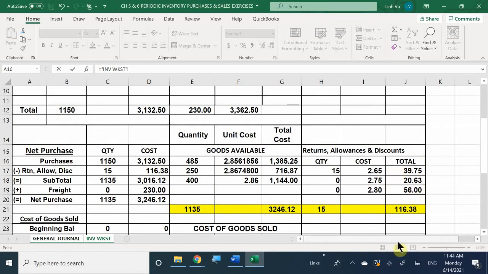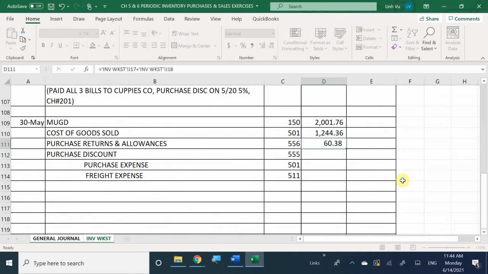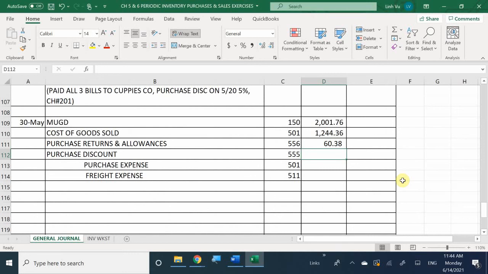$118.38. Okay, so that's including my purchase discounts. I'm just asking for just returns and allowances. $60.38. 39.75. 66 and 38. 60.38. Okay. What was my total discount again? $56. Okay.